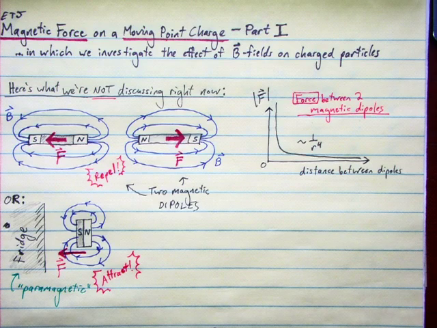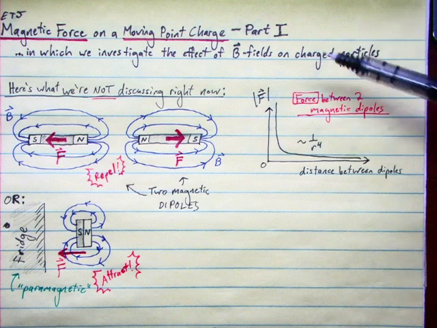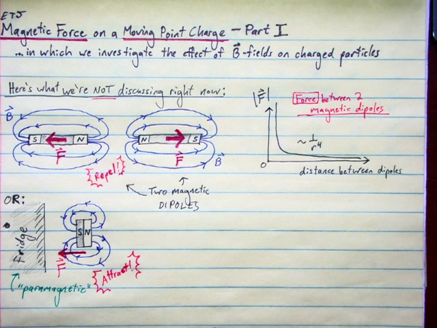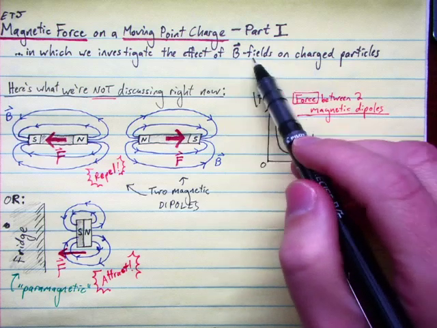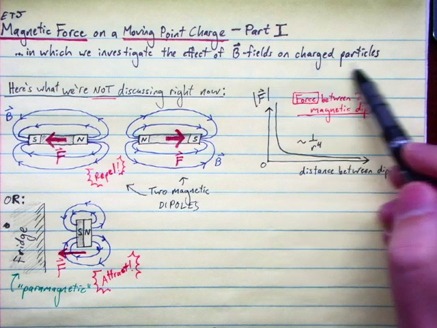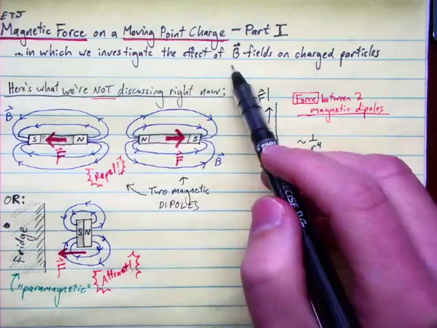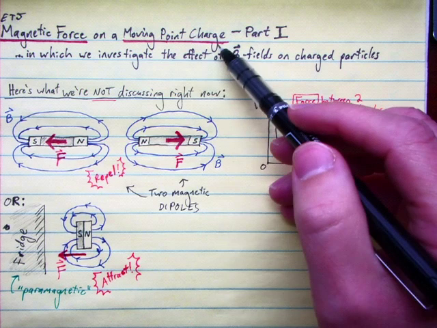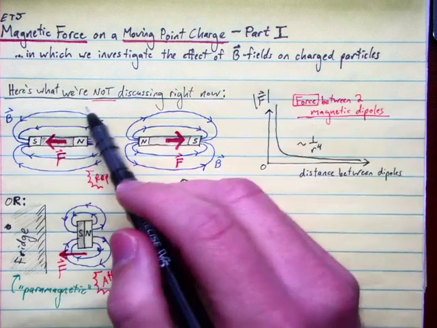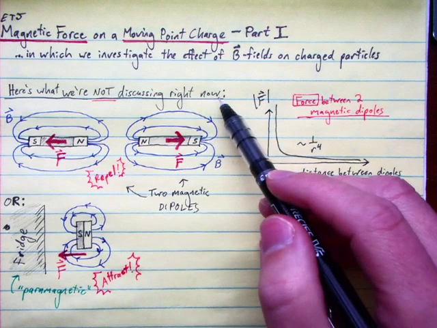We have been talking about the magnetic fields generated by moving charges and by currents. And it's time now to investigate the effect of those magnetic fields back on other charged particles. So, how magnetic fields exert magnetic forces on moving point charges. First off, here's what we're not going to be discussing at the moment.